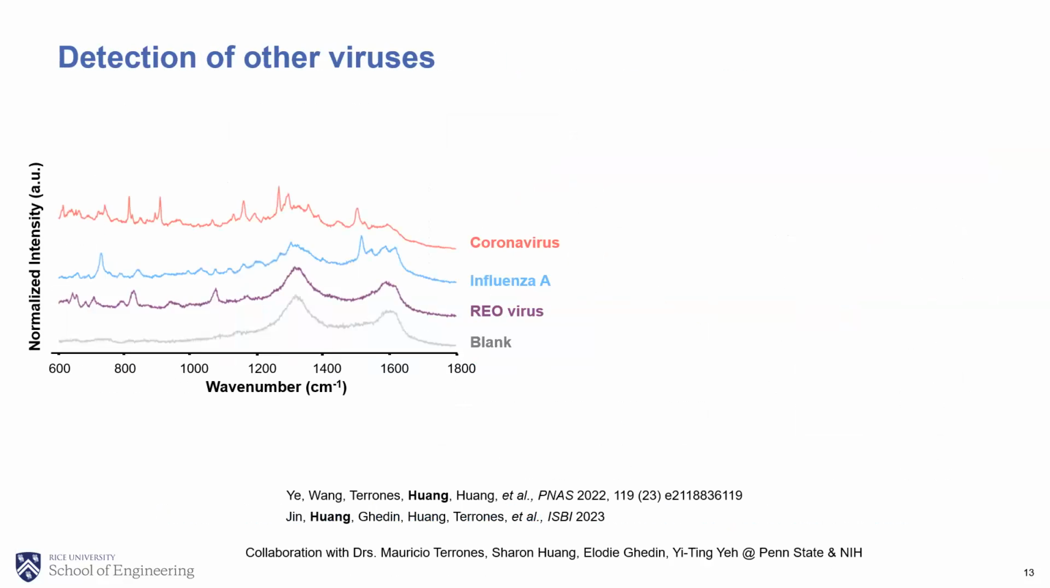So in addition to RBDs and coronavirus, we also extended our study to other types of viruses, including flu virus, rhinoviruses, and so on. We can obtain high accuracy in classifying these viruses according to their Raman spectrum. Next slide.